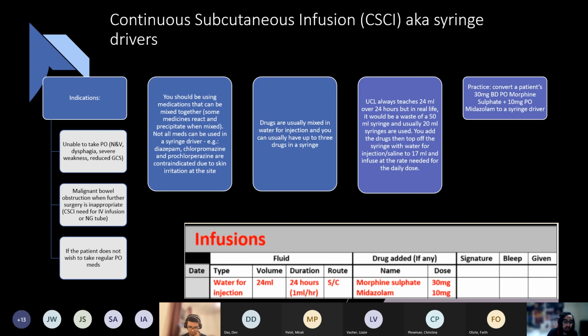Finishing off, at least from my end, syringe drivers. So people get really worried about syringe drivers and so on. You're not going to be prescribing them as an F1 or an F2, maybe as a GP, but otherwise you're not. But to make it straightforward, first of all, why might we put somebody on a syringe driver? What are the indications for a syringe driver?